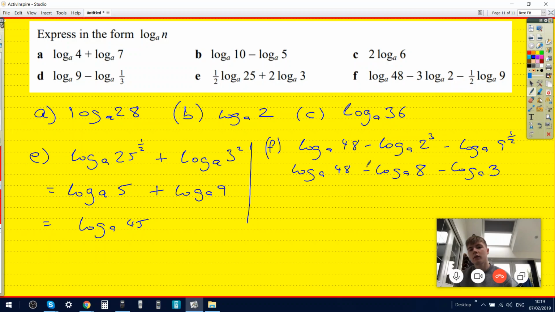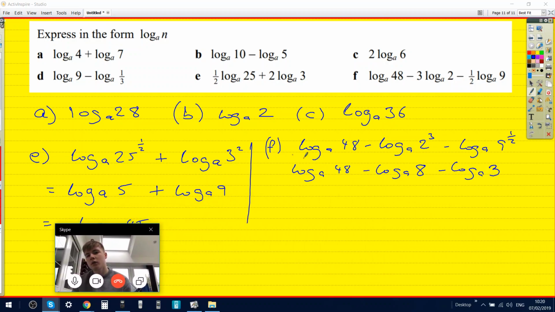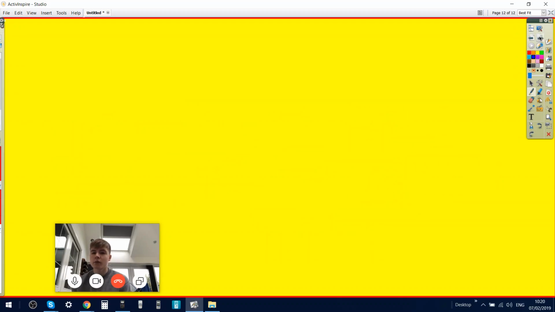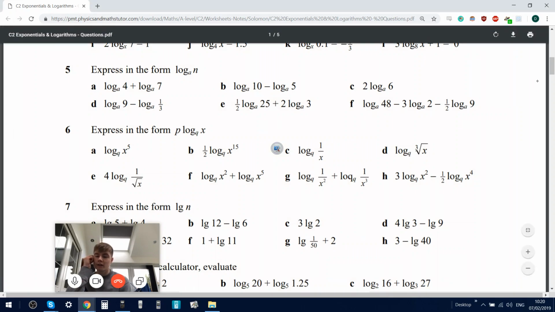Well, what is log A 48 minus log A 8? Log A 6. What's the rule for subtracting logs? Division, sorry. So 48 divided by 8 is 6. And then it's division, so you get log A2. That's it. Any questions there? No, that's alright. Just a bit of reminding, I think.